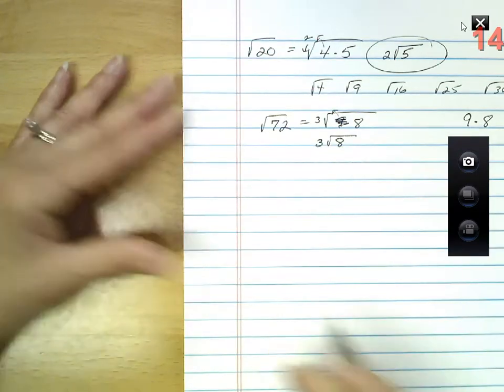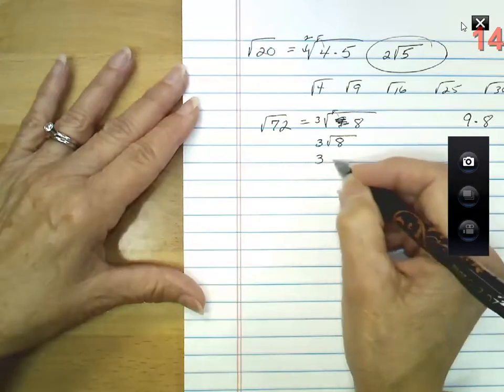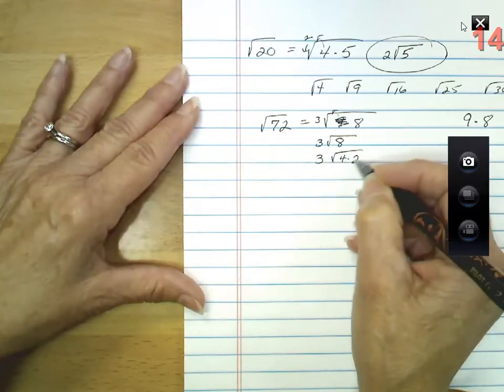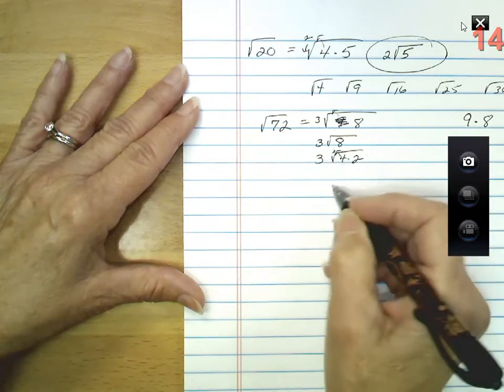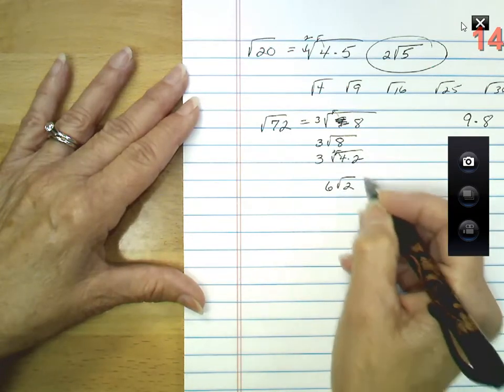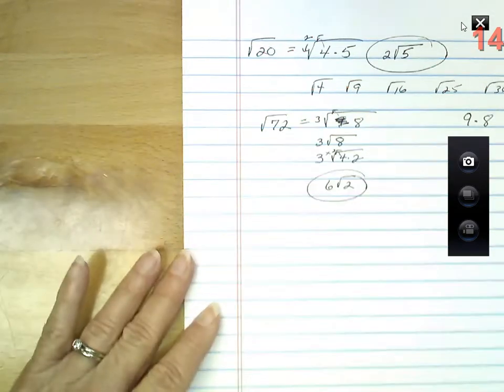Now, when you get to that stage, a lot of people think, well, I'm finished, but you have to break 8 down into 4 times 2. So square root of 4 is a 2, and then if you have a number here, you multiply them together. So 3 times 2 is 6 onto radical 2.